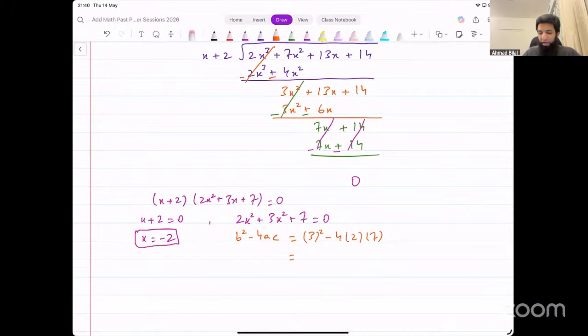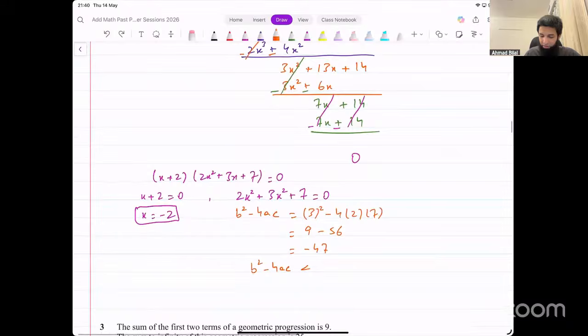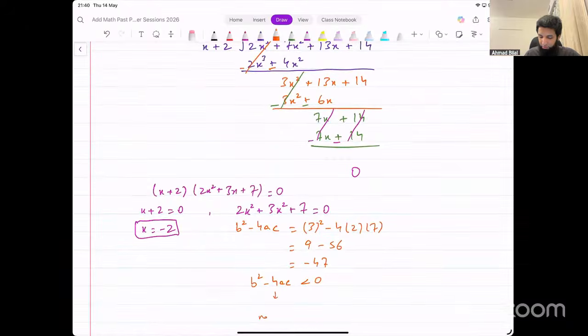It's not even necessary to calculate that number. You can just write negative there as well, but it's still a safer idea to do that calculation. 3 squared is 9 minus 8 times 7. What's that? 56. 9 minus 56 becomes negative 47. Now, since it's a negative number, it's less than 0, you say there are no further solutions. There are no other solutions. And if there are no other solutions, we have only one real root, and that's this one.